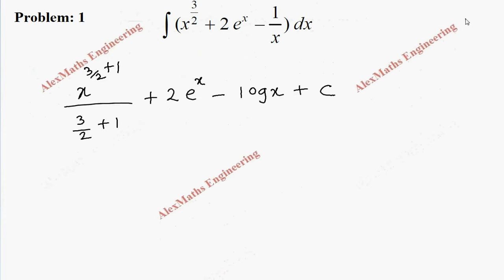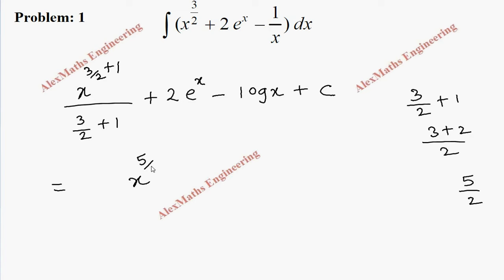So the next step, let's simplify further. This will become x power, after taking LCM, it will be 3 by 2 plus 1. So numerator will become 3 plus 2, totally it is 5 by 2. So x power 5 by 2 by 5 by 2 can be written as into 2 by 5. And the rest of the terms are written as it is. Plus 2 e power x minus log x plus c.